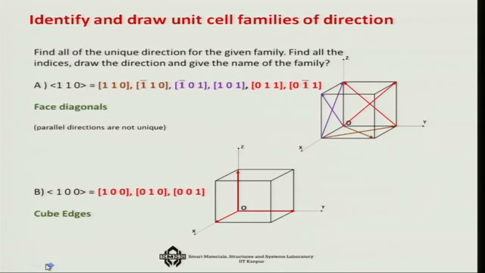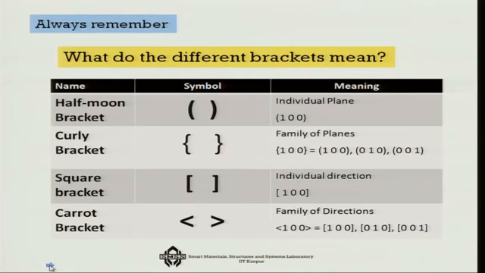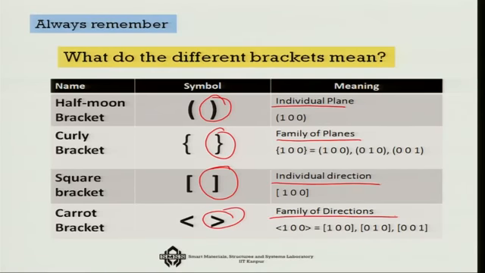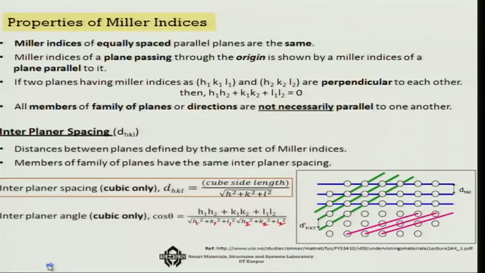Now, there are very similar families like face diagonals. All face diagonals are shown by 1 1 0. Cube edges, all cube edges are shown by 1 0 0. So, these are the families of directions. Keep in mind once again: half moon bracket, individual plane; curly bracket, family of planes; square bracket, individual direction; caret bracket, family of directions. You have to keep this in mind and practice.